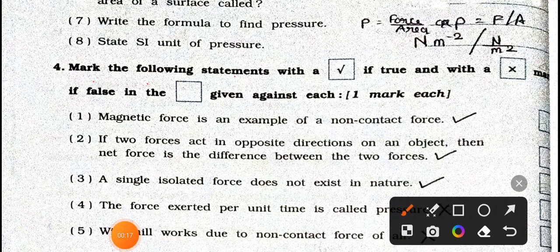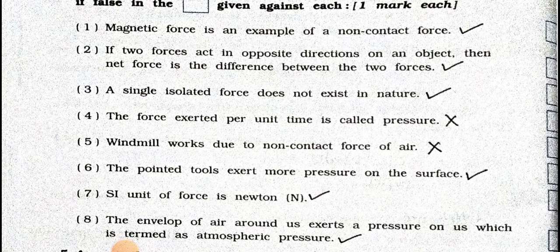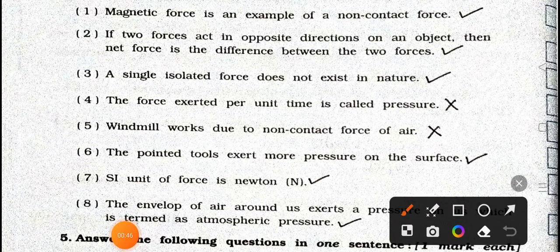Mark the following statements with a right if true and with a wrong mark if false in the box given against each. 1 mark each. Number 1. Magnetic force is an example of a non-contact force. True. Number 2. If two forces act in opposite direction on an object, then net force is the difference between the two forces. True. Number 3. A single isolated force does not exist in nature. True.